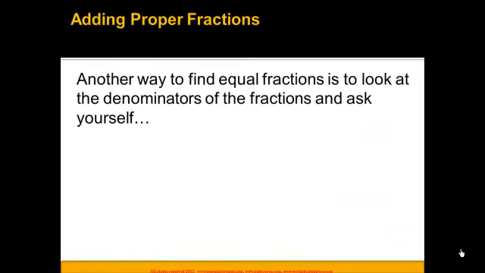Let's look at finding another way to find an equal fraction by finding an equal fraction of 2/5. And you're going to ask yourself, what can I multiply to 5 in order to get 10? And you'll see that 5 times 2 equals 10. And as you may know, you want to multiply the denominator and the numerator by the same number.